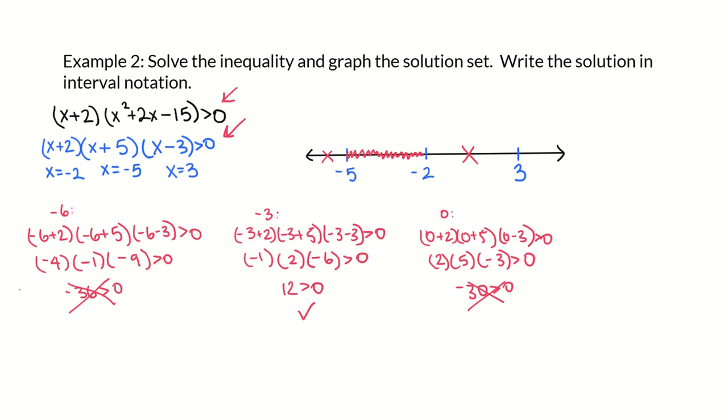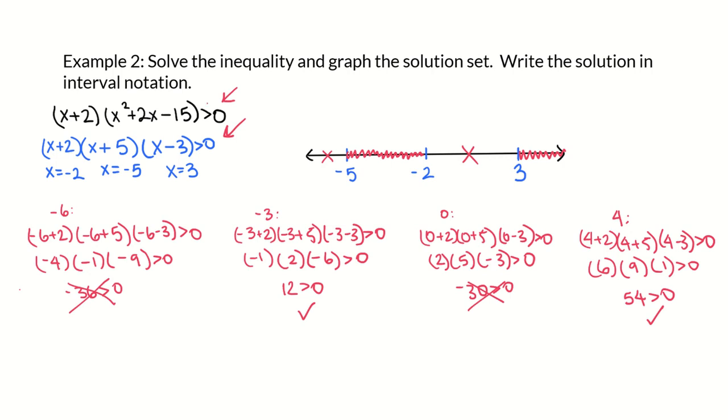Finally, we choose a number to the right of 3. Let's choose the number 4. 4 plus 2, 4 plus 5, and 4 minus 3. We want to know if that's greater than 0. 6 times 9 times 1 is 54, which is greater than 0. So this is our solution area to the right of 3.